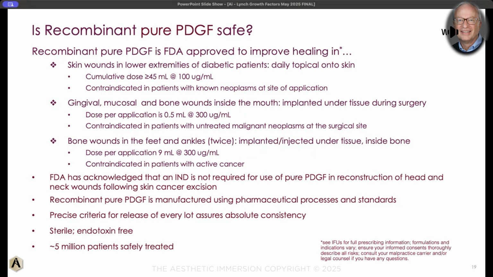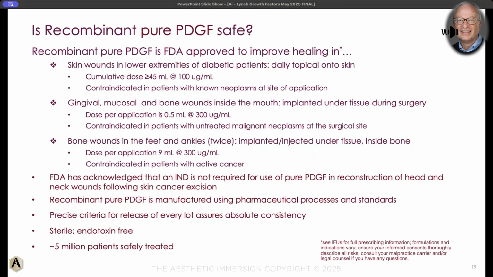Now, the last question then is, if you have, as it says in the contraindications here, an active cancer, what will happen if you repeatedly put PDGF on that?